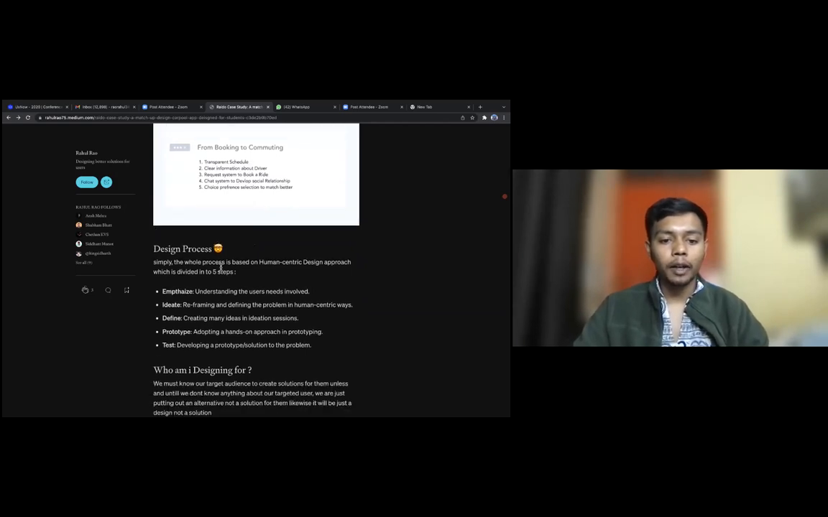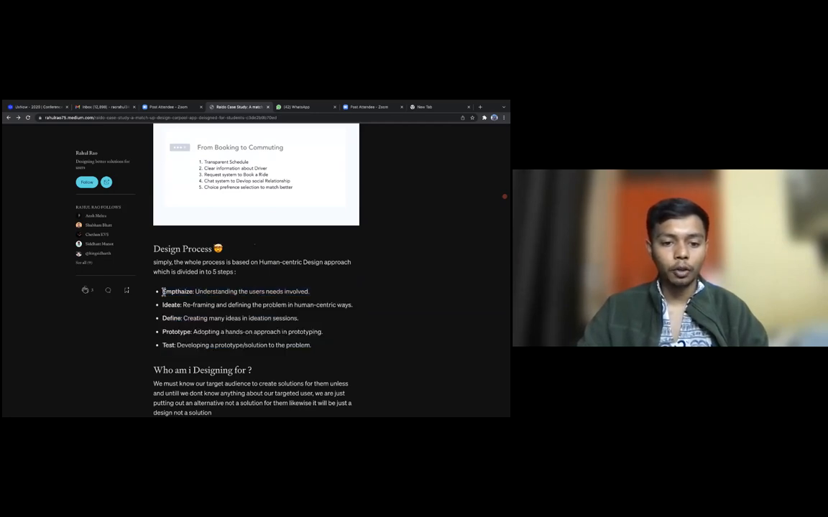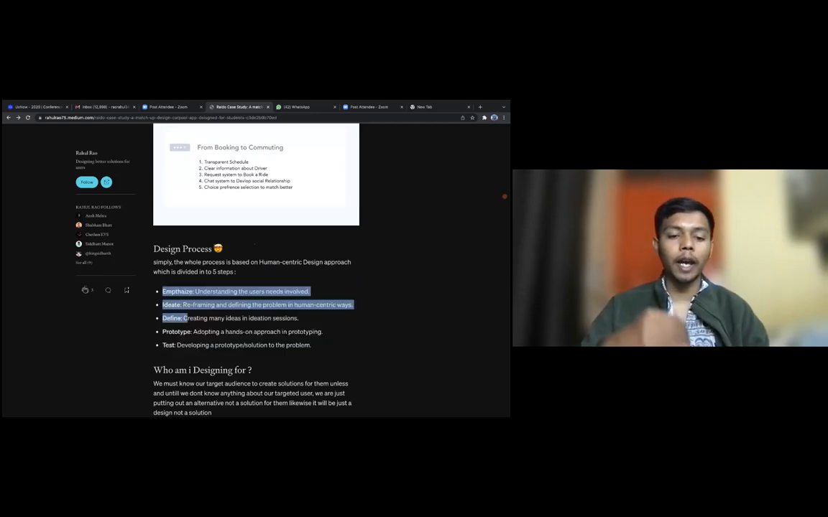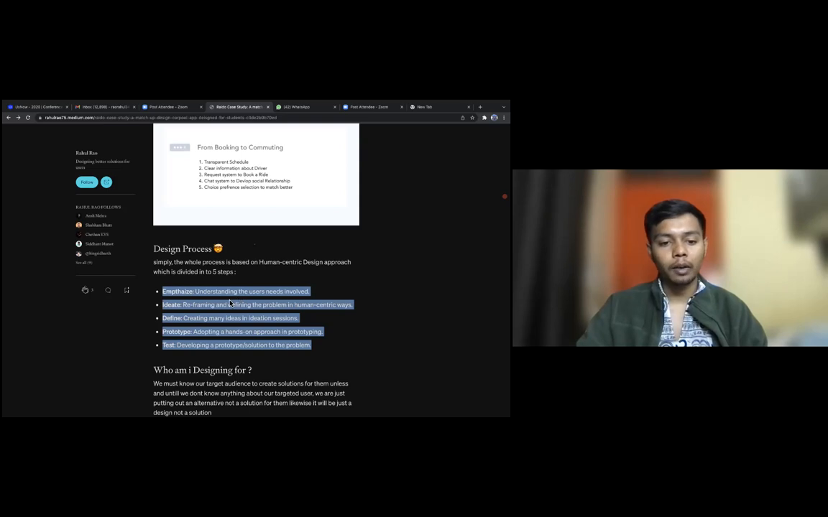Now, talking about my design process. This is a predefined term that I've already told you about, the five basic steps. It could be different for different designers, but these are the basic steps, and this is a major set that covers every aspect of the process designers go through. So let us basically understand what empathizing means.